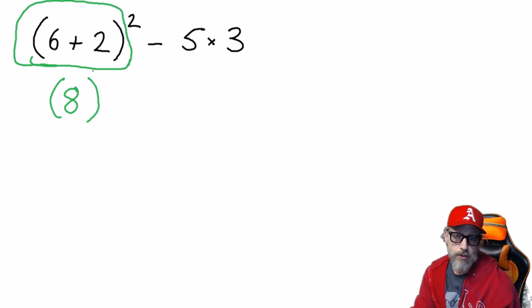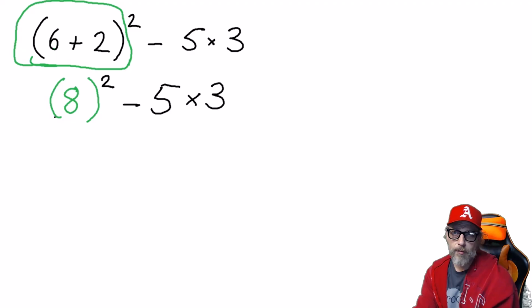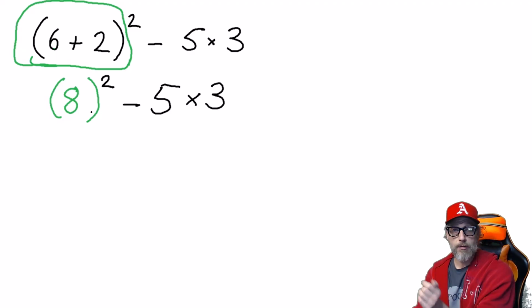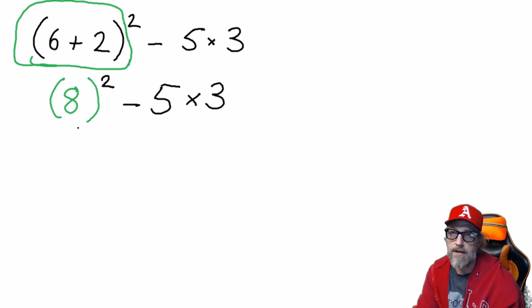So 6 plus 2, 8 in parentheses, and I will recopy everything else that I haven't touched yet, which would be that exponent 2 outside the parentheses, and then there's a subtract 5 times 3. Maybe that set of parentheses around the 8 isn't critical. Maybe I could have seen my way through the problem with just 8 without the parentheses. But I feel pretty confident about what it's asking me to do with the parentheses there.